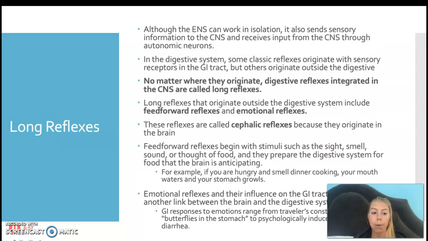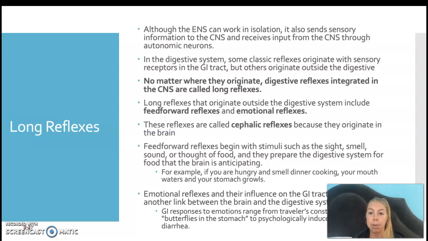Okay, now for long reflexes. Although the enteric nervous system can work in isolation, it also sends sensory information to the central nervous system and then receives input from the central nervous system through autonomic neurons. In the digestive system, some classic reflexes originate with sensory receptors in the GI tract, but others also originate outside of the digestive system. No matter where they originate, though, digestive reflexes integrated in the central nervous system are called long reflexes.